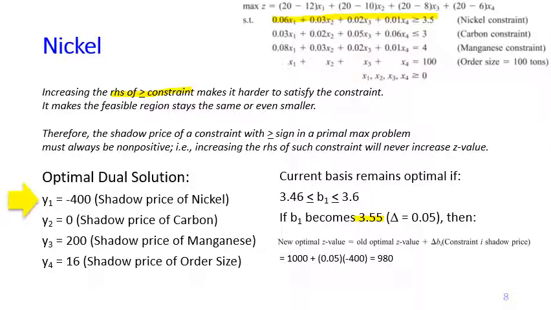And then as a consequence, the shadow price of a constraint with greater than or equal to sign in a maximization problem must always be non-positive. It means increasing the right hand side of this kind of constraint will never increase the Z value. At least the Z value will be the same or even decreasing because it is getting harder. The requirement is getting higher.